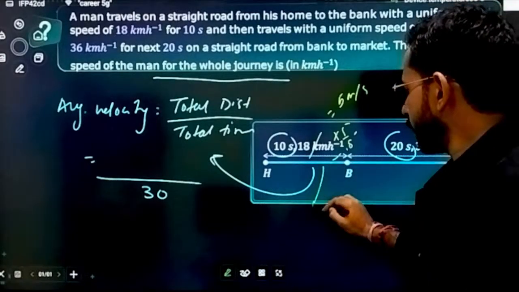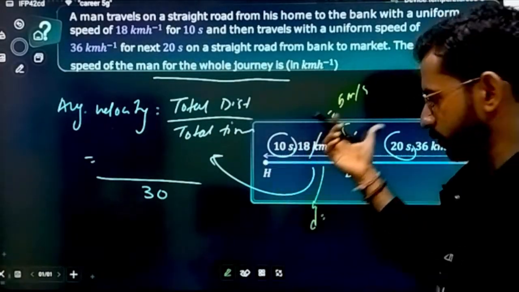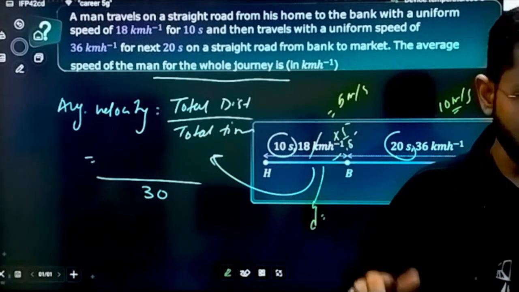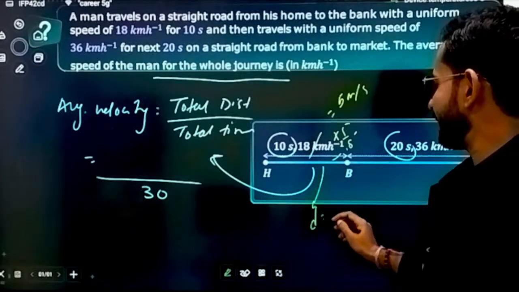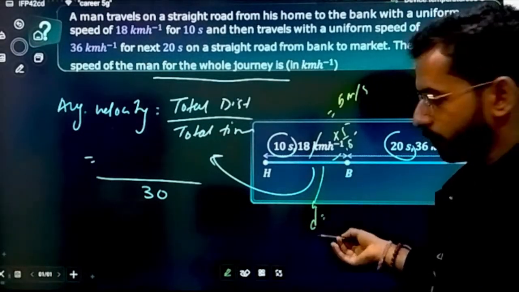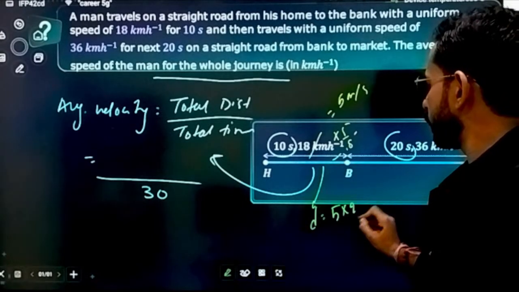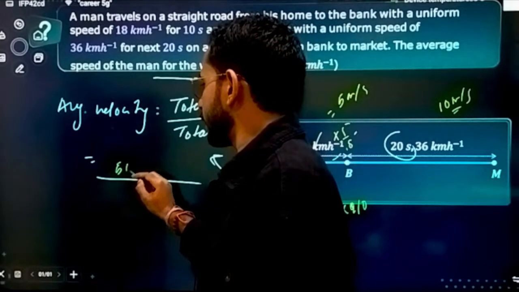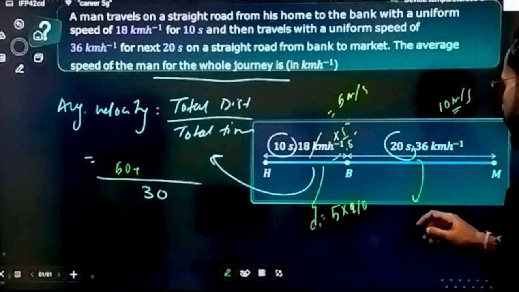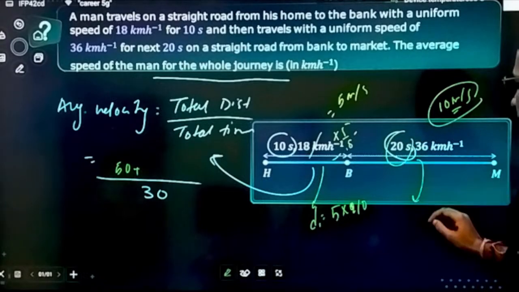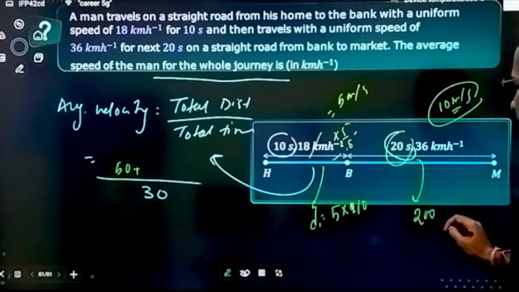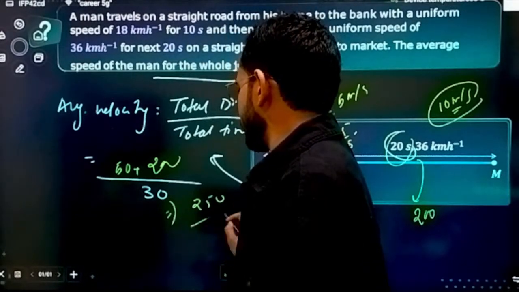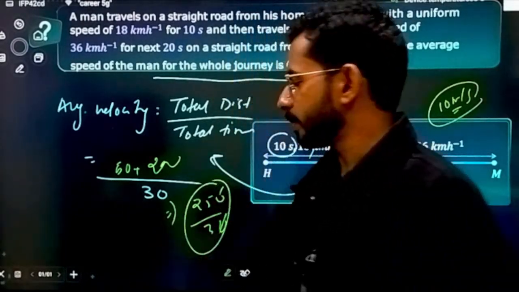So calculate the distance now. What will be the distance for this section, home to bank? When you solve this in variables, you will have the formulas also. So here distance is speed into time. Here it will be 5 into 10, that will be the distance. That means it will be 50, plus the second portion. Here velocity is 10, time is 20. That means it will be 200. So the answer will be 250 divided by 30, 25 by 3 meter per second.